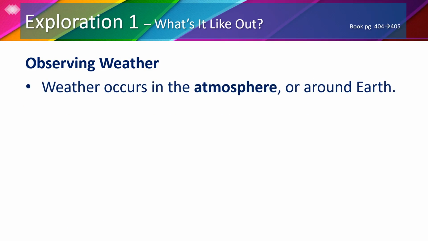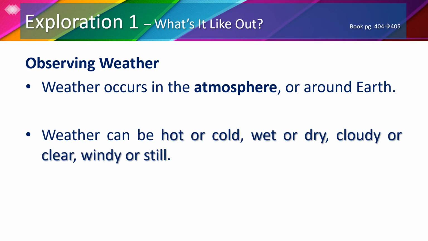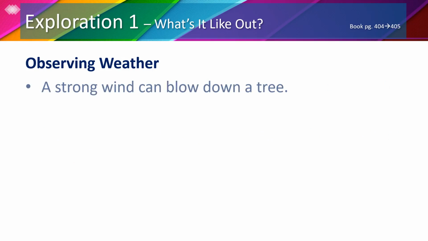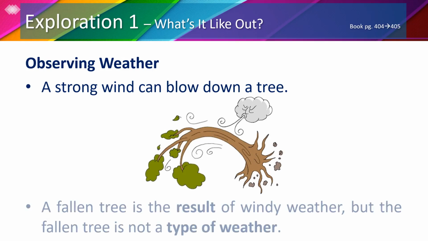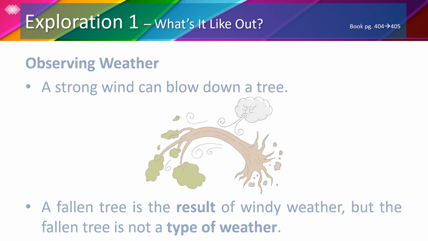Weather occurs in the atmosphere or around Earth. Weather can be hot or cold, wet or dry, cloudy or clear, windy or still. A strong wind can blow down a tree. A fallen tree is the result of windy weather, but the fallen tree is not a type of weather.